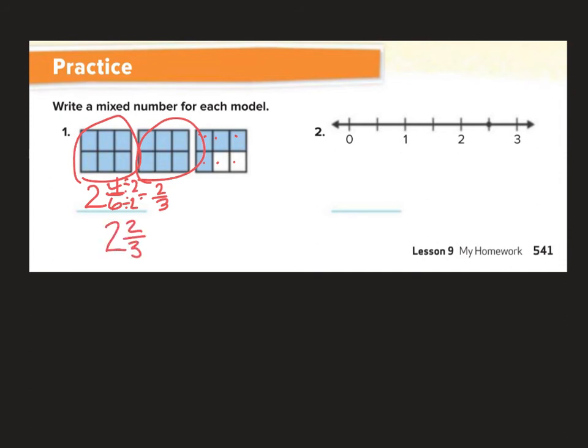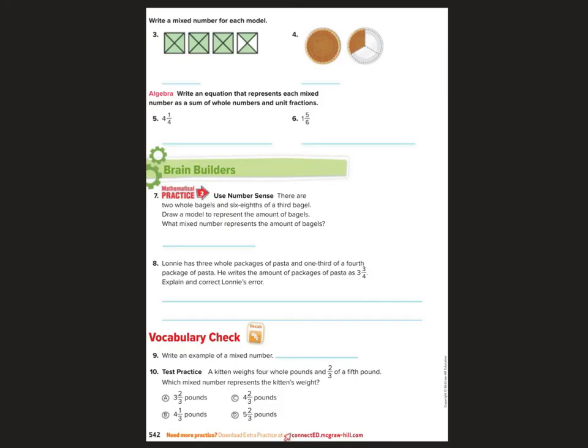All right, our next one here, I see we're going down 1, 2, and then the space between 2 and 3 was chopped in half. So I have 2 and a half. How do I know it's a half? Because look, I've got 2 equal pieces here. And this means we've jumped to the first equal piece. Okay, 2 and 1/2 would be our mixed number.